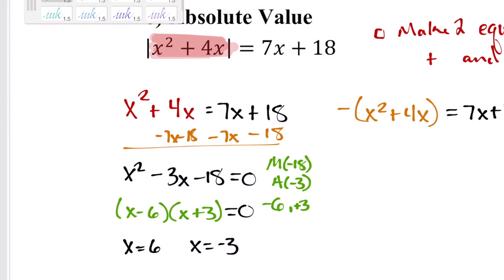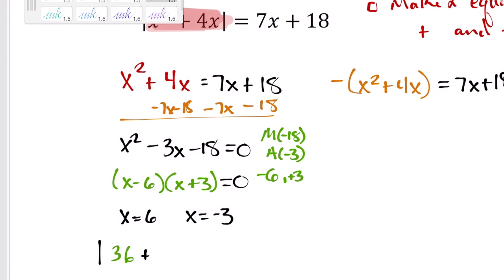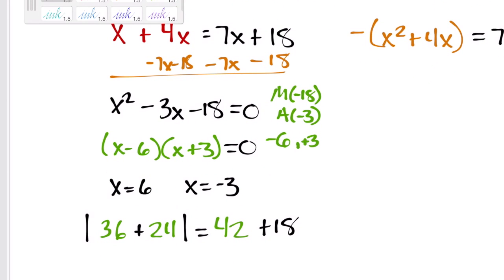So if I were to plug in my 6, the 6 squared would give me 36, plus the 4 times the 6 would give me 24. And 7 times the 6 would give me 42, plus my 18. 36 plus my 24 would give me 60. Absolute value of 60 is still 60. And then 42 plus the 18 also gives me 60, so that works out.